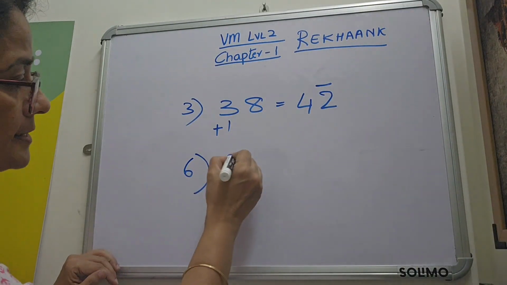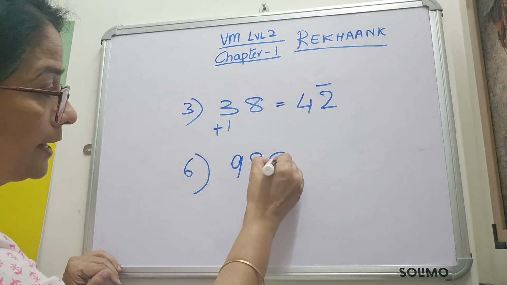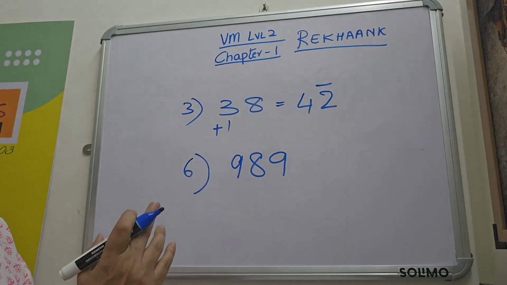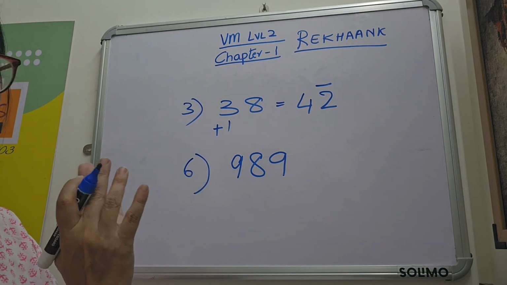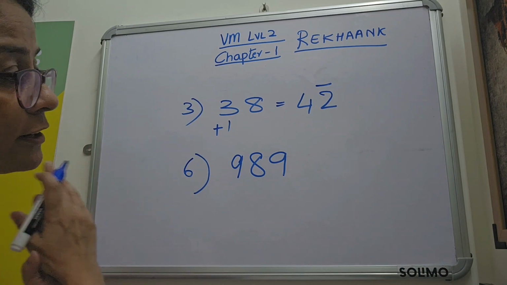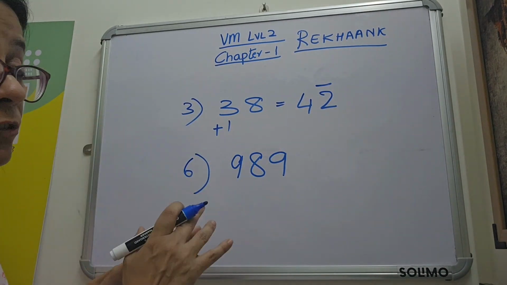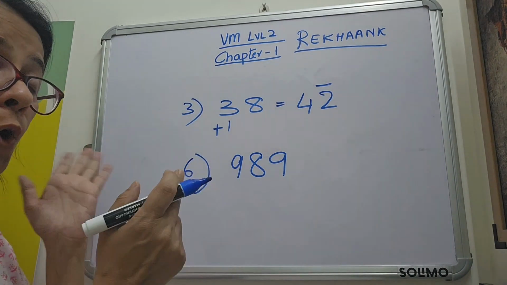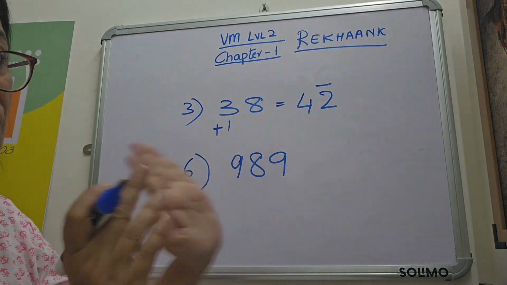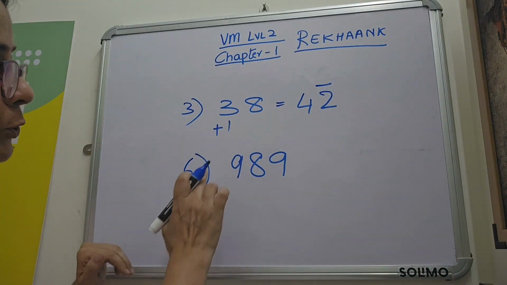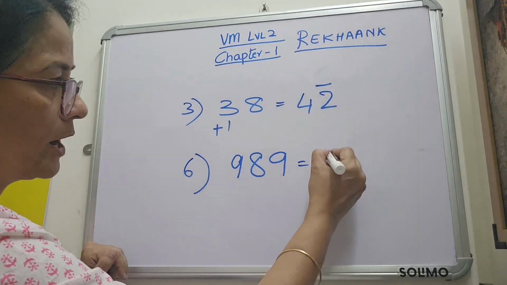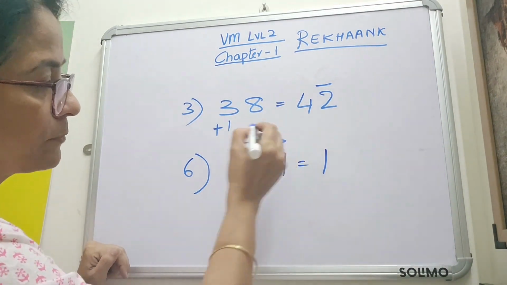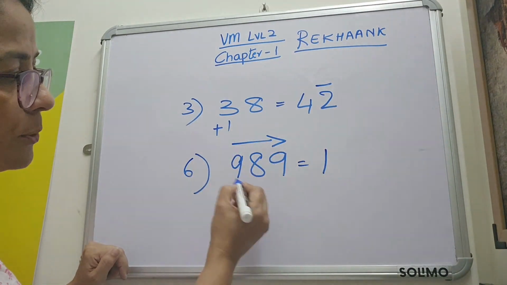Now in sum number 6, it says 9, 8, 9. All three numbers are greater than 5. What are we going to do? We have to convert everything to Rekhank. How do we do this? Remember, we learned all from 9, last from 10. That is the rule we have to follow. So here we are going to add a 1, and then directly like this I am going to do all from 9, last from 10.